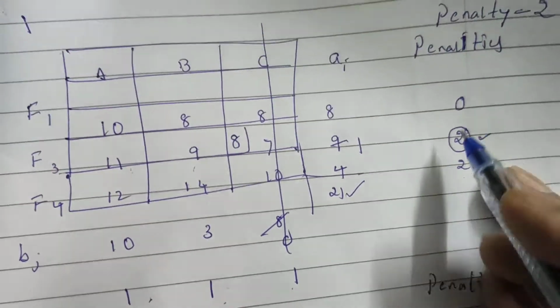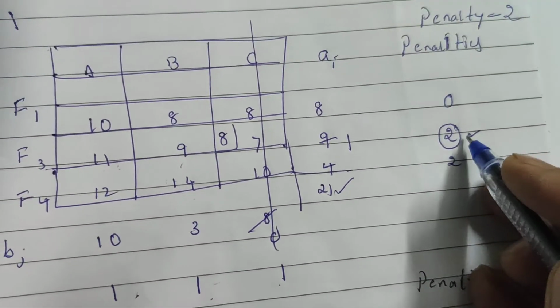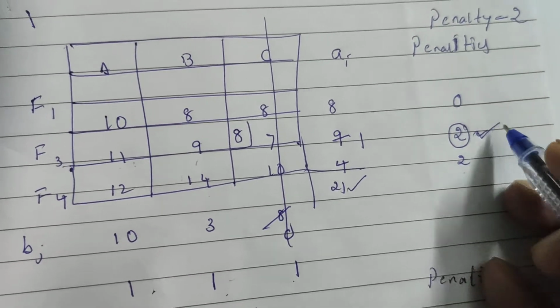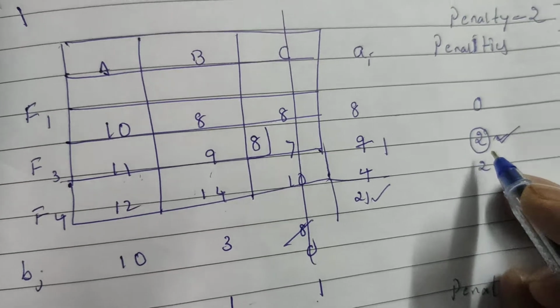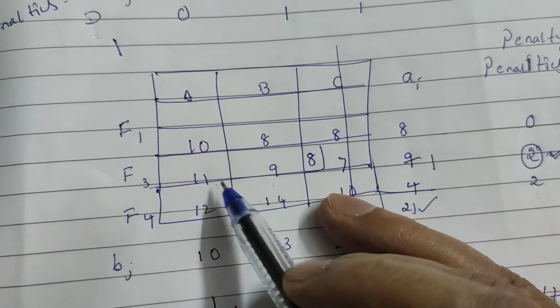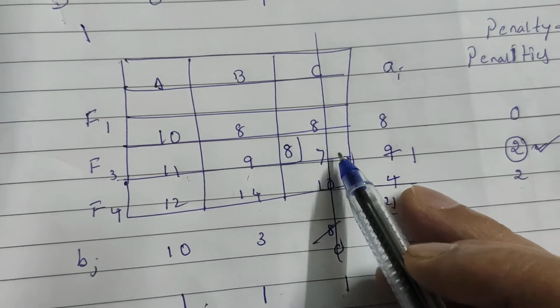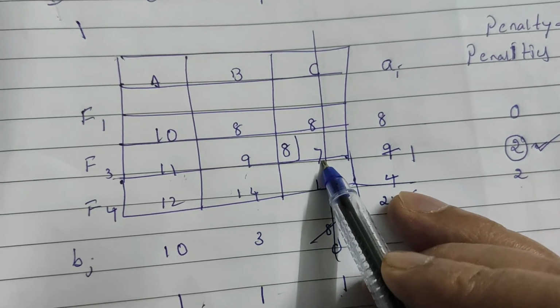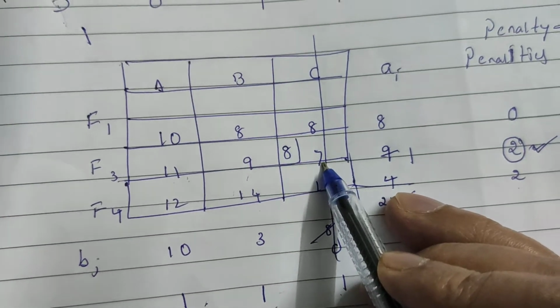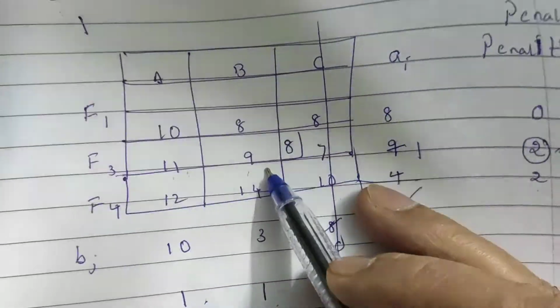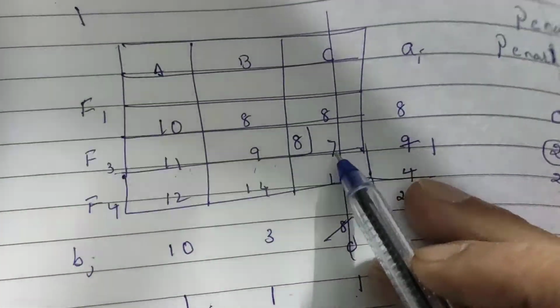Where 2 and 2, I will select the first one randomly. After selecting the row number 3, we choose the minimum cost of the third row. What is the minimum cost here? So 9, 11, 9, 7. The minimum cost is 7.